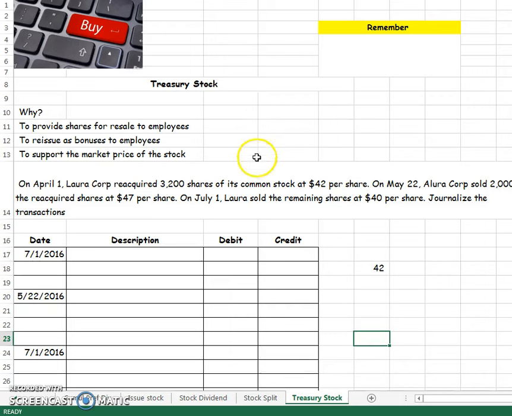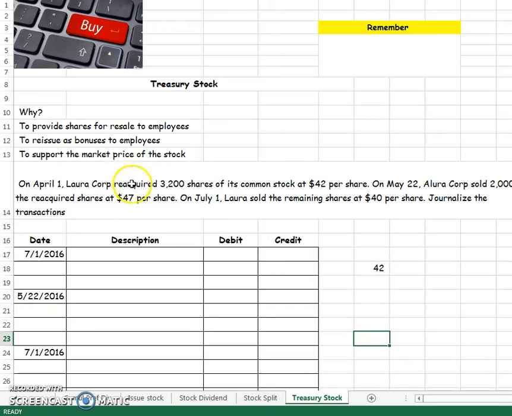But first, let's talk about why would we do that. So one reason would be if we wanted to buy some and then resell it to employees, or even issue it to employees as a bonus. Say we have a stock option plan and we give shares of our own stock to our employees. That gives them an incentive to work harder, because the better their company does, the better they are personally, because the shares of stock that they own in their own company will increase in value as they do better. So it gives them an incentive to work harder for their own company.